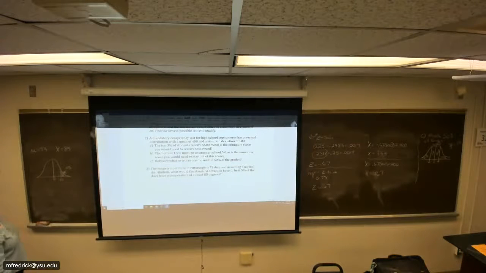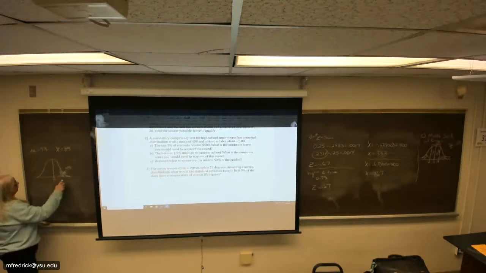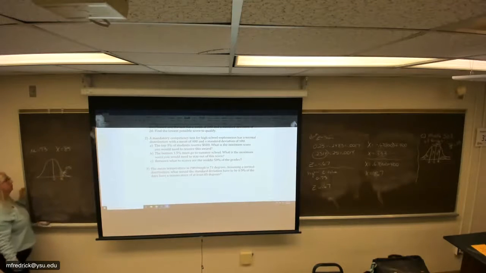Assuming the distribution, what would the standard deviation have to be if 5% of the days have a temperature of at least 85? So at least 85 would be 85 or more. So our 5% would be here. So we need to find this Z value. Any questions on that part?